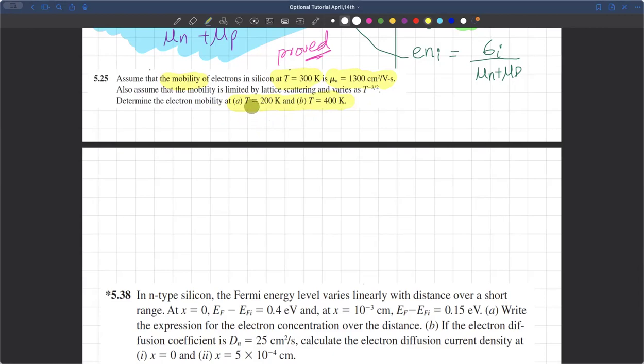Well, it shouldn't be that difficult. This is the value at 300K, so you can just use the formula, and this is clearly T raised to the power negative 3/2, right? So we know mu_n is proportional to that. So mu_n is going to be this value times T to the power negative 3/2. Now, because this is the value at 300, for any other temperature you may write it down as this thing times (T over 300) to the power negative 3/2.